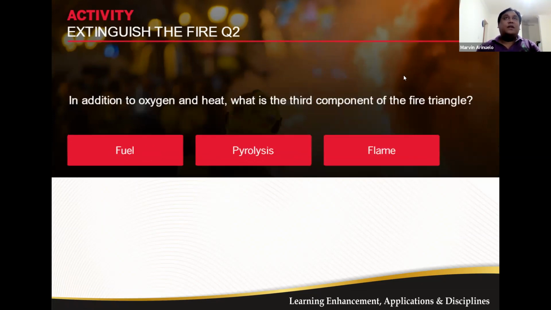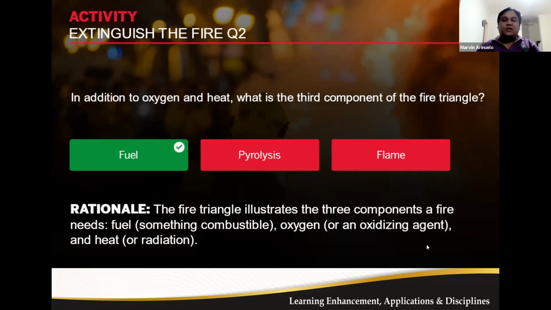Question number 2. In addition to oxygen and heat, what is the third component of the fire triangle? So, Mr. Rahil, your answer is A, fuel. That is correct. The fire triangle illustrates three components of the fire: fuel, something combustible; oxygen, which is an oxidizing agent; and heat, in the form of energy or radiation.